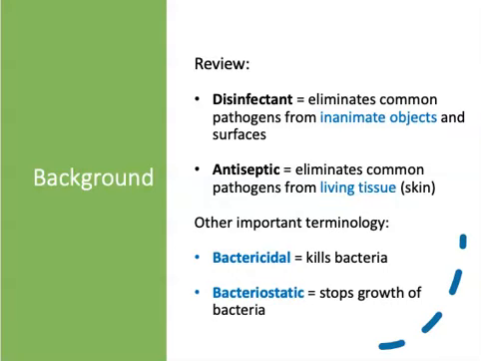If it's a chemical that we're applying to our bodies for the purposes of getting rid of pathogenic microbes, that chemical is called an antiseptic. So an antiseptic is going to also eliminate common pathogens, but we're applying it to living tissue, to skin primarily. Two other important terms to review here are bactericidal and bacteriostatic. We talk about these terms when we talk about antimicrobial drugs like antibiotics, but we can also apply them to chemicals.